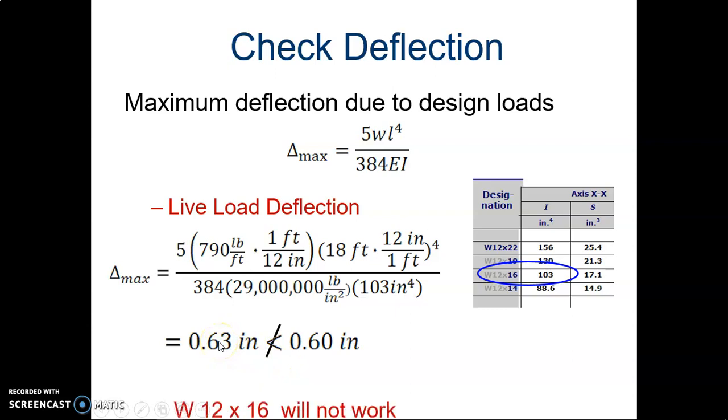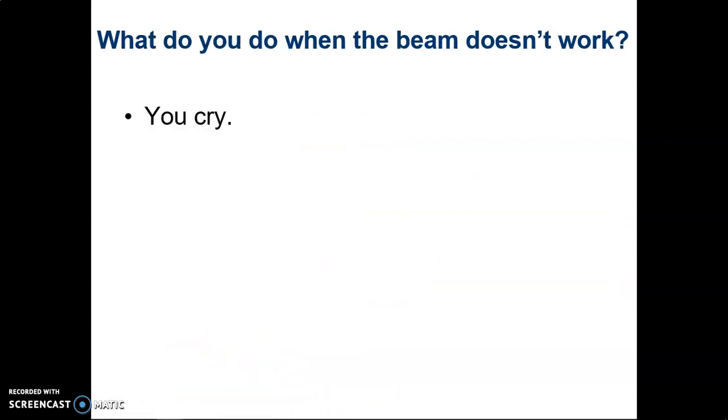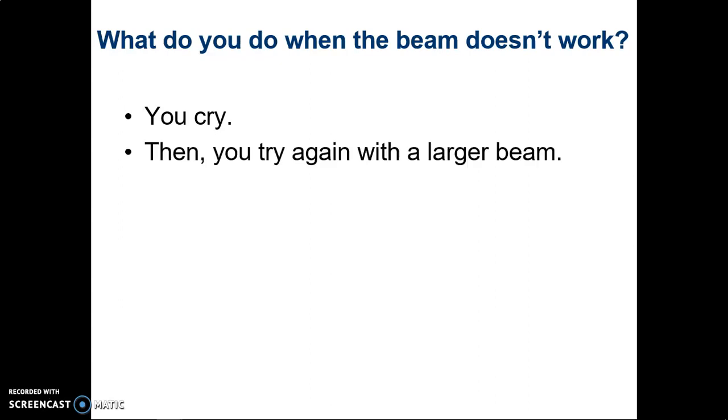Ugh, so what do you do when it doesn't work? You cry. That's the first thing that you should do every time is cry, because all that work is wasted. No, not really. We try again with a larger beam. We know a 12 by 16 works for bending. Let's try a different one. Now you could just choose the next size up and check that one as well. There's actually a more methodic way to be sure that you know it.